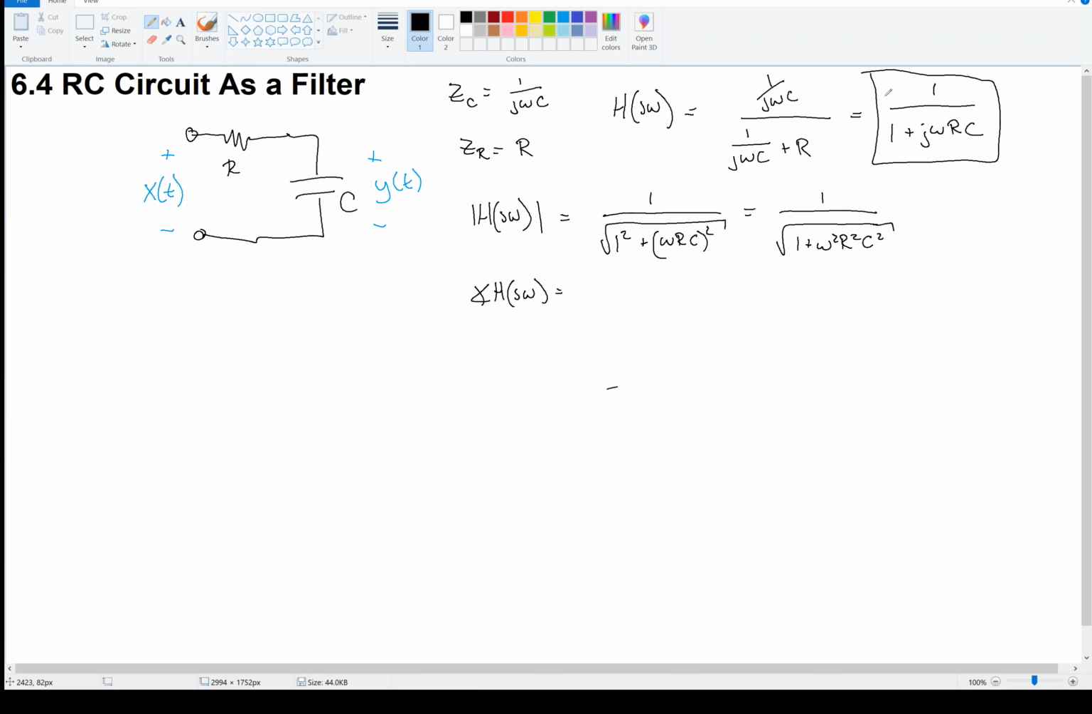And just to be complete, the phase response. So if I take the phase of this complex number, the phase of 1 is 0, minus the phase of the denominator, which is the inverse tangent of the imaginary part over the real part. So this is just the inverse tangent of omega RC. And of course we don't need to write the 0, so I'll just write it like this.